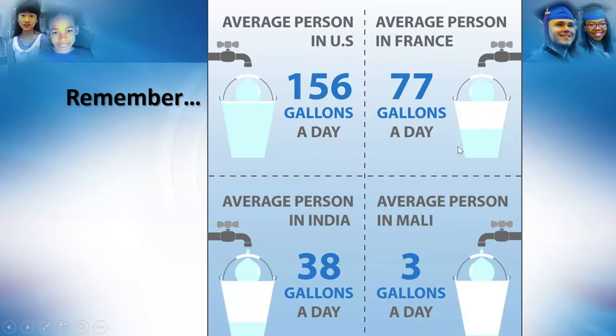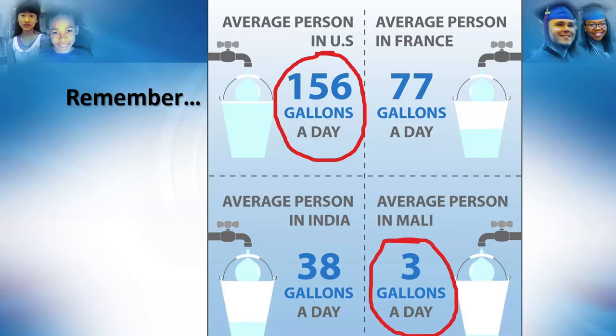Now let's think back to a previous lesson. If you remember, we learned that the average person in the USA uses 156 gallons of water a day. That's a lot of water. In Mali, the average person uses 3 gallons of water a day, which is much less. So in the USA, we generally use about 153 gallons more per day than a person in Mali would use.